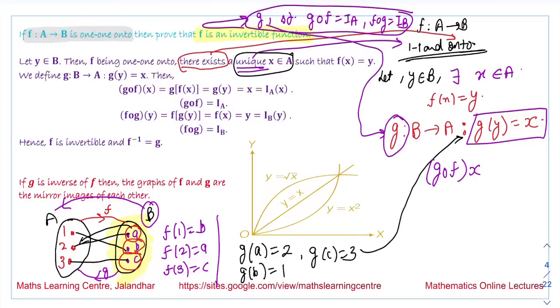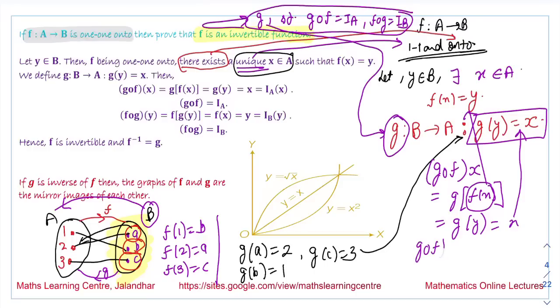Now we are talking about the value of g o f of x, and this is equal to g of f of x, and what is f of x? f of x is equal to y. It means we are getting g of y, and g of y is equal to x. So what we get is that g o f of x is equal to x. So this implies that g o f is equal to the identity function in A.